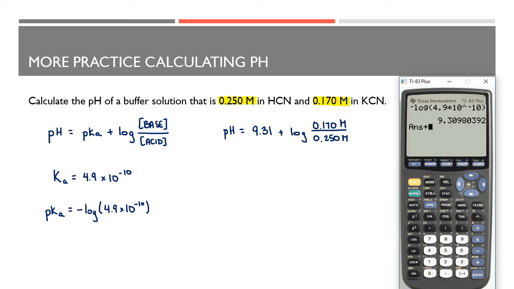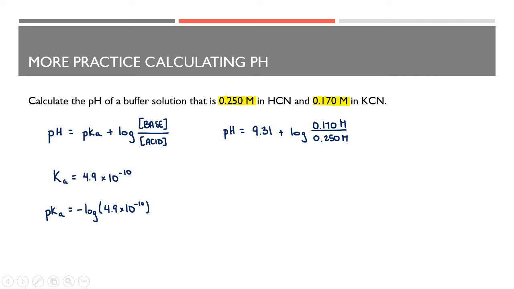So punching this all into my calculator, I add my previous number, 9.31, plus the log of 0.170 divided by 0.250, and I get 9.14. So the pH of this buffer solution is 9.14.